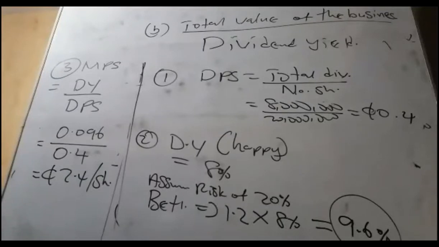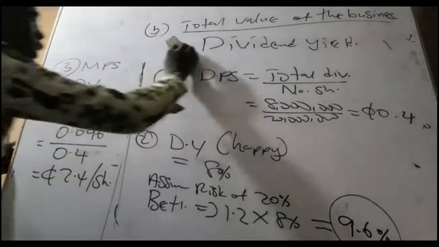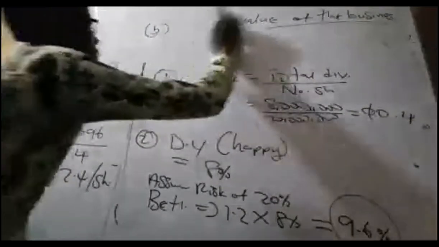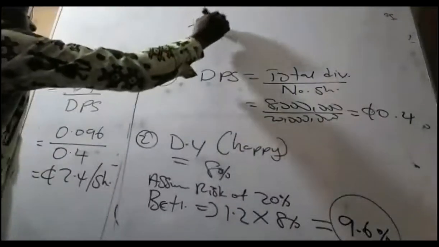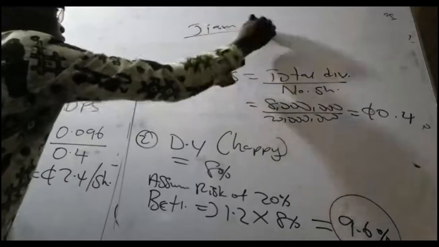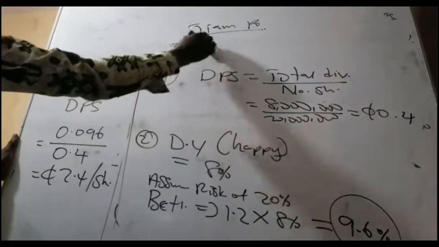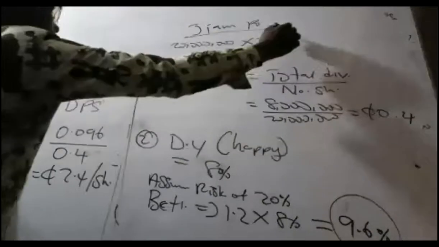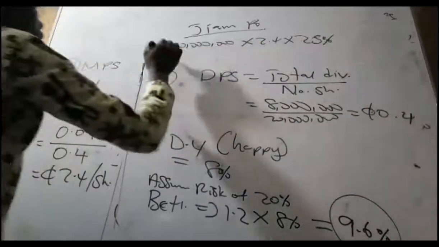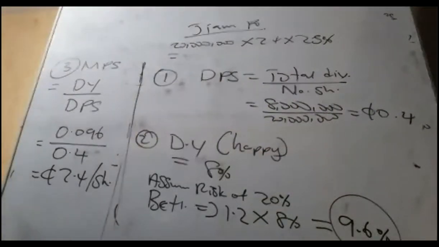Then, as usual, we find JM's position. That's the advice. So JM position will be 20 million shares times the price of 2.4 times JM's 25%. Whatever answer you get for JM, we are done for the game.